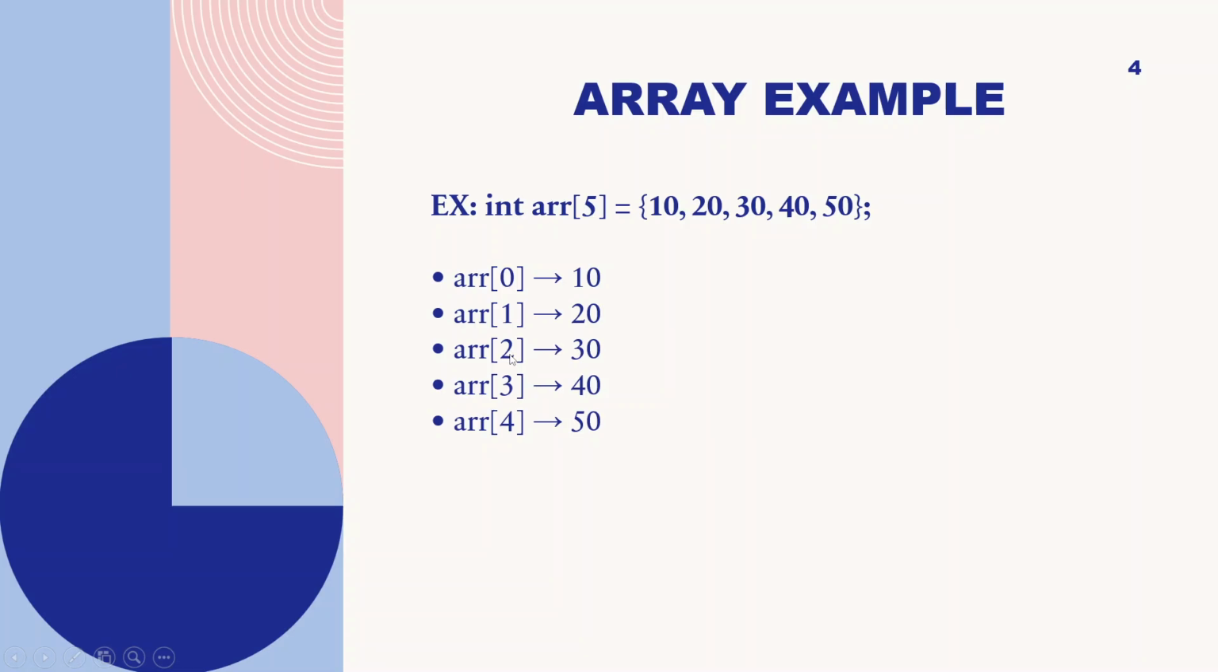Here 0, 1, 2, 3, 4 are nothing but the indexes of an array. Each element is identified by its index number.